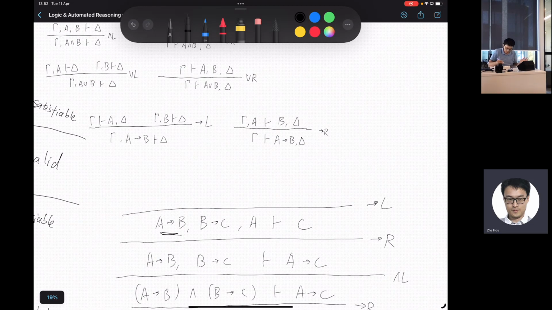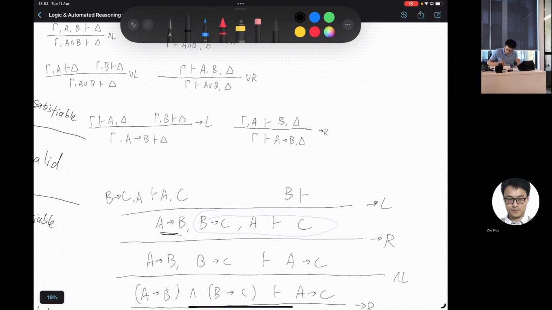What's going to happen is this A is going to be moved to the right-hand side. And then on the other branch, you're going to have B on the left-hand side. And the remaining part would be the same. So I'm going to copy the remaining part, the blue part there. And here we have C. And here we have B implies C and A, and then C.